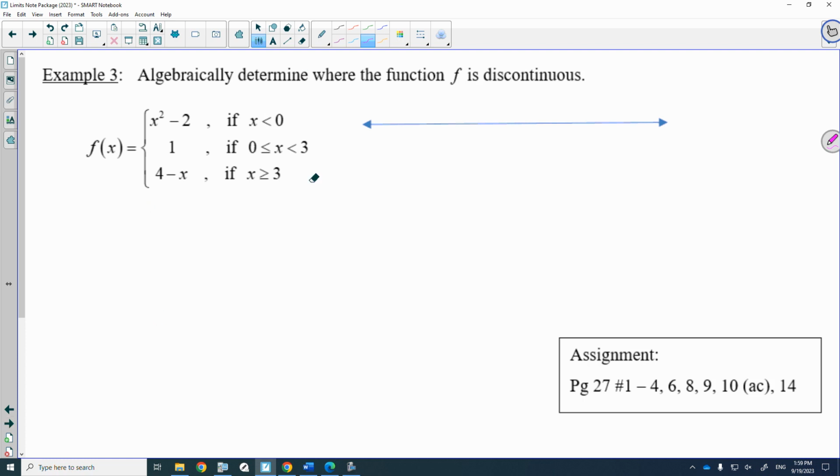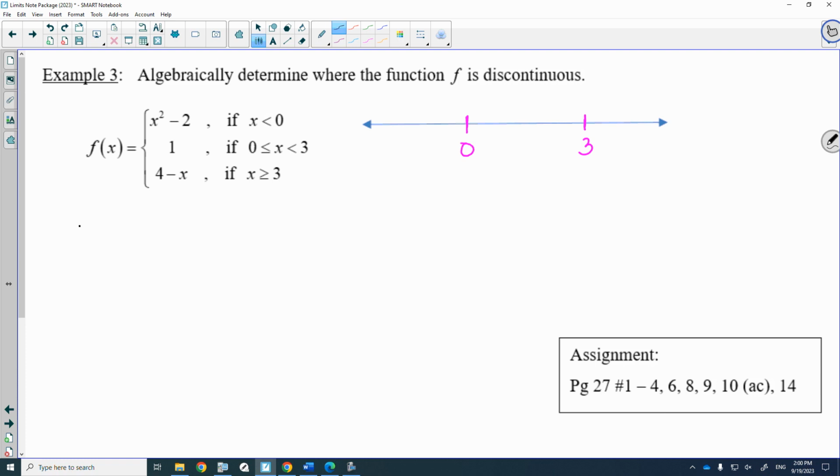Okay, so we've got 2 potential breakpoints based on my piecewise notation. Do you know what the 2 potential breakpoints that we'd have to check are? 0 and 3. So just on my number line, 0 and 3 is what we're checking. And I get them from the inequalities over here.